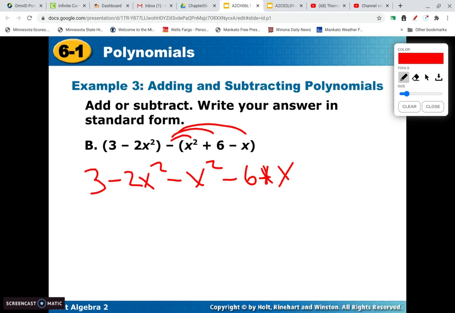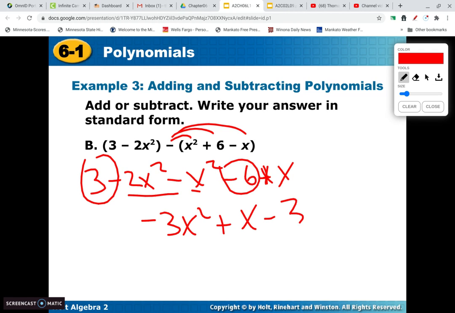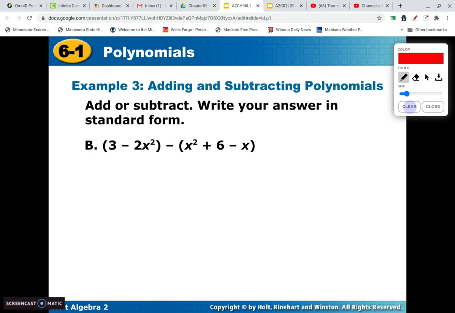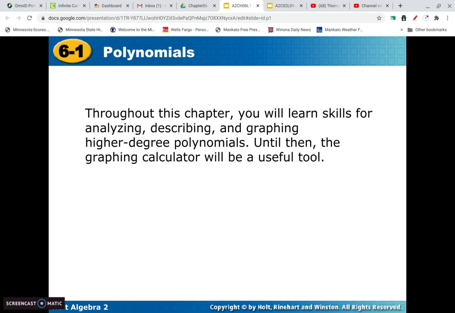Let's go with that. All right, so if we combine our like terms, we'd have negative 3x squared. That's those two added together. Nothing to add to the x, so we're just going to go plus x. And then we can add the 3 and the negative 6 and get a negative 3. Always helps to, instead of subtraction, change it into an addition problem. That, in my experience, has been the best preventer of problems.